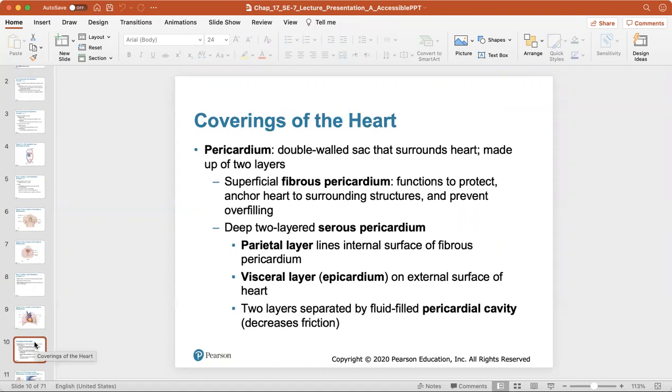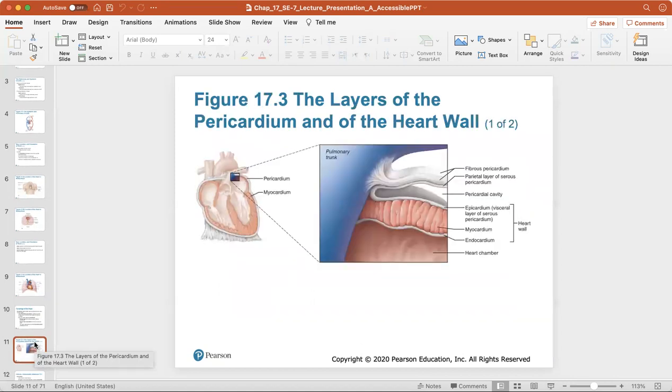The pericardium is the double-walled sac that surrounds the heart. It's made up of two layers, the fibrous pericardium, which functions to protect, anchor the heart to the surrounding structures and prevent overfilling. And then the deep two-layered serous pericardium is made up of the parietal layer, which lines the internal surface of your fibrous pericardium, and the visceral layer on the external surface. And the two layers are separated by a fluid-filled pericardial cavity to decrease friction.